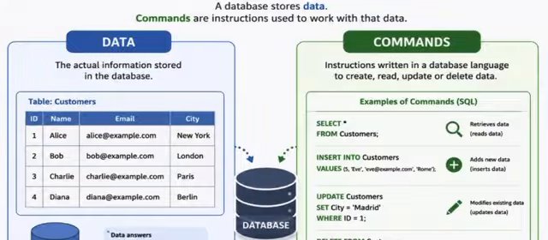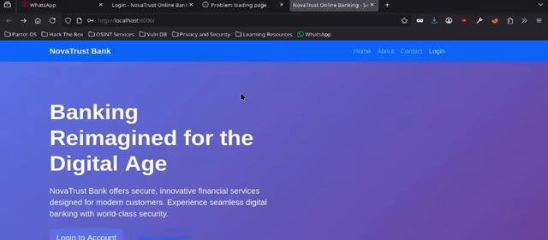Here's where things start getting dangerous. Databases don't understand intentions, they only understand instructions. And if user input gets mixed directly into SQL commands, the database can't always tell the difference between data and code. That single mistake created one of the most dangerous vulnerabilities in web security history.